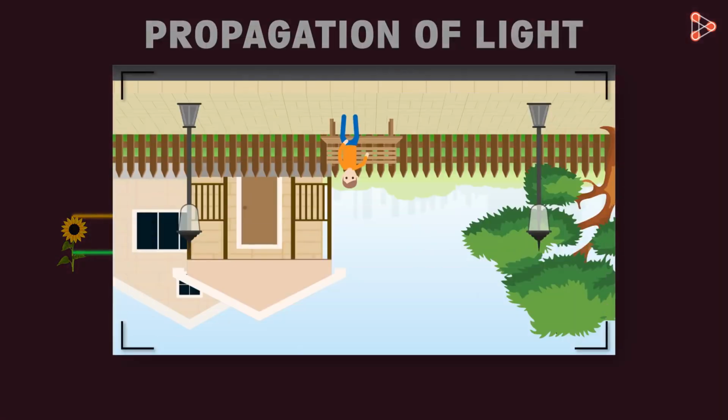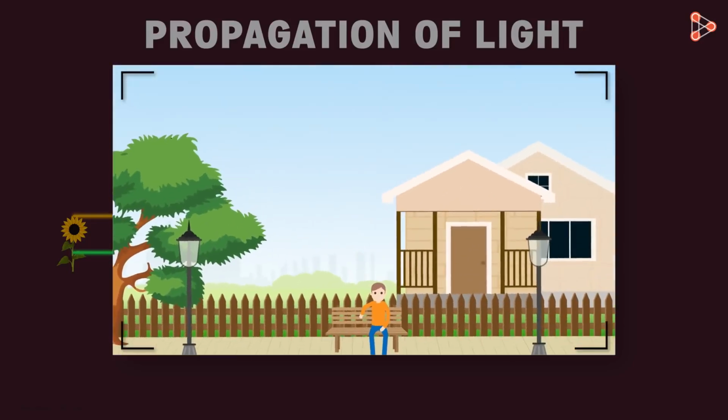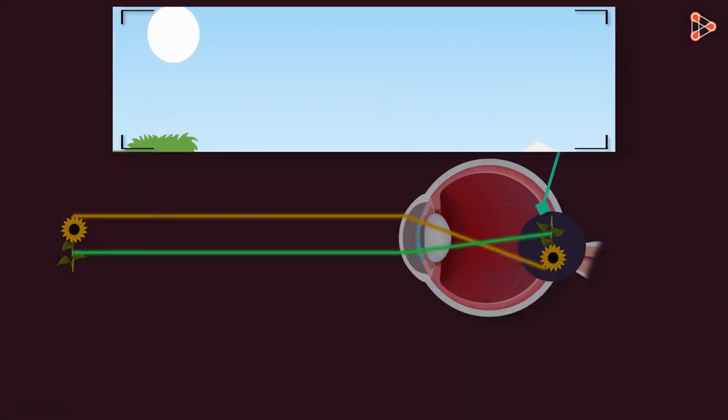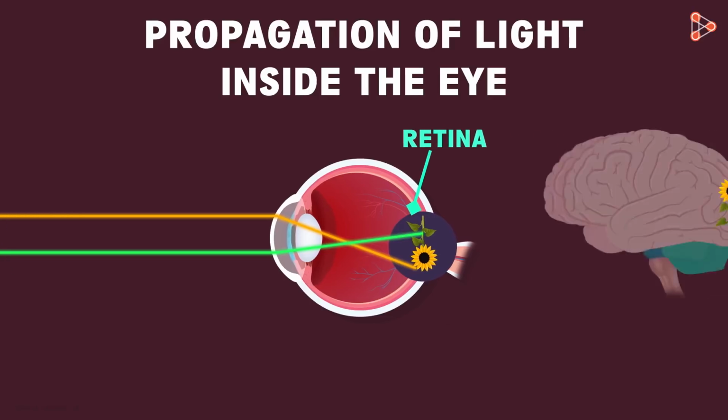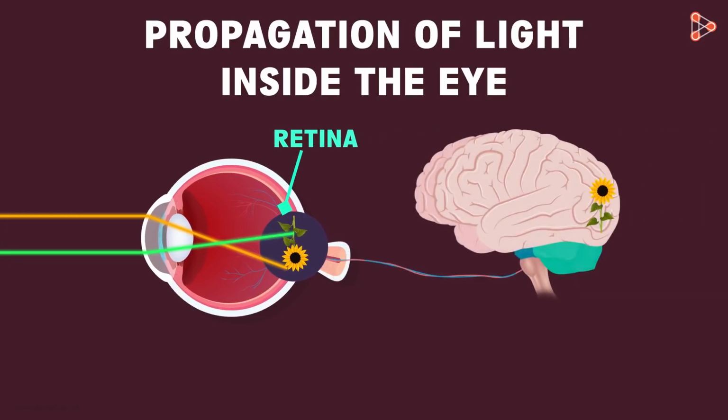But wait, we don't really see the world around us being upside down, do we? We see everything as is because this image again gets upright in the brain. We note that these light signals travel through the optic nerve as impulses and travel to this part of the brain. It's known as the occipital lobe.